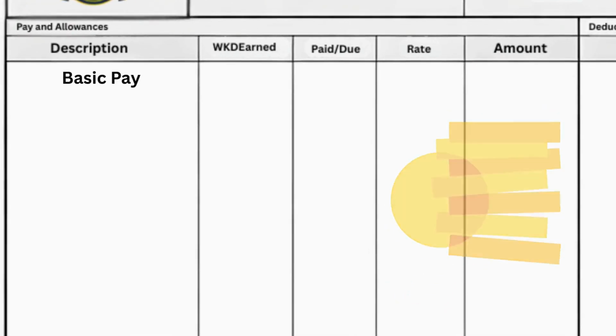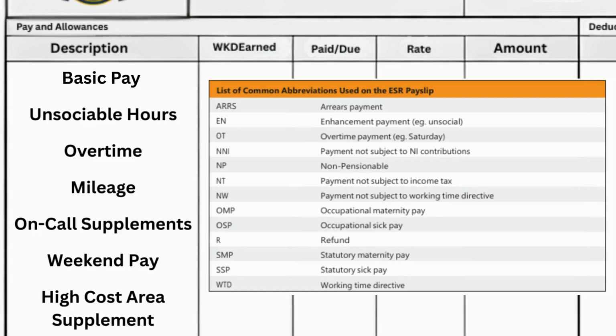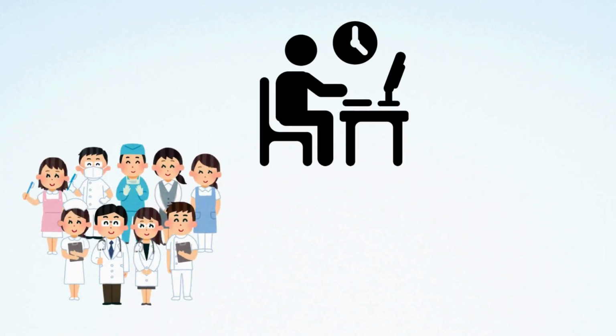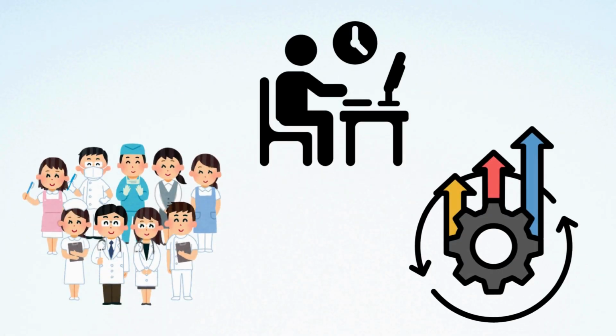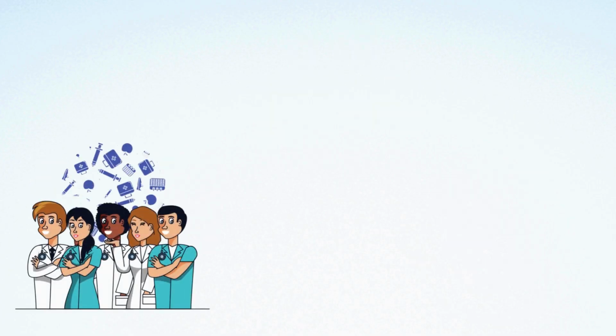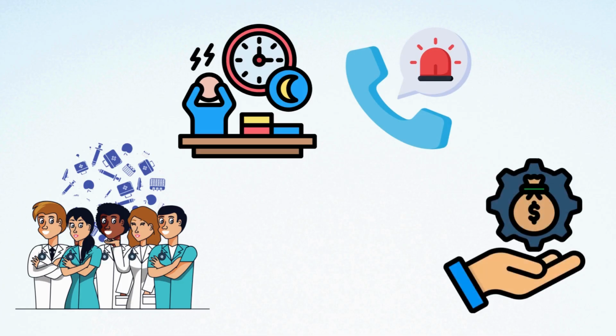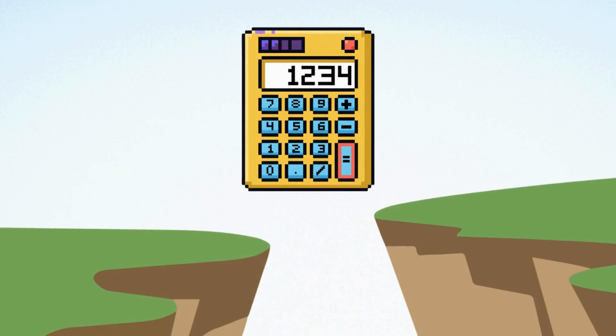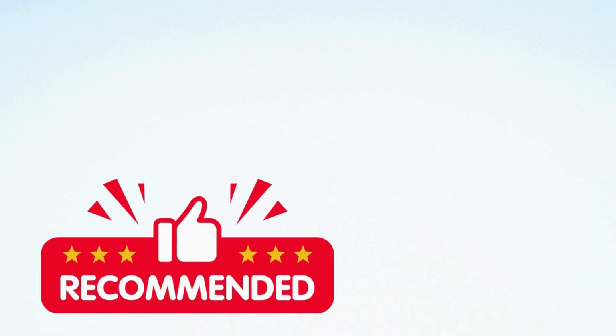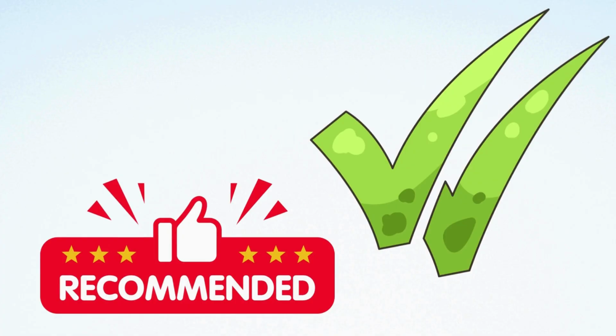These can include unsocial hours enhancements, overtime, mileage, on-call supplements, weekend or night duty pay, London weighting or high-cost area supplements. For Agenda for Change staff, unsocial hours are often paid as enhancements, not overtime. For doctors, this may include additional hours, on-call availability supplements, or locum shifts. These payments are usually calculated separately, which is why your pay can vary month to month. I would say it's always best to double-check these amounts if your rota has changed.